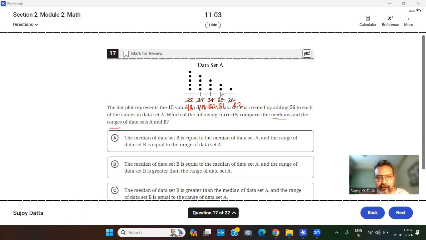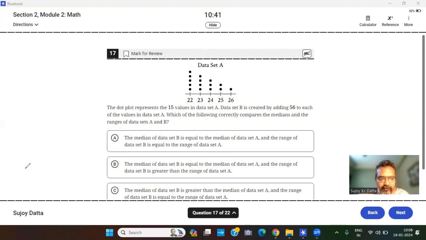So if you look carefully, since every term has increased by 56, whichever position data was there going to match, that would have also increased by 56. So the median is going to increase by 56, but the range, which is the gap, would not change. So here it was 4, here it is also 4. So the range will be the same, median will increase.